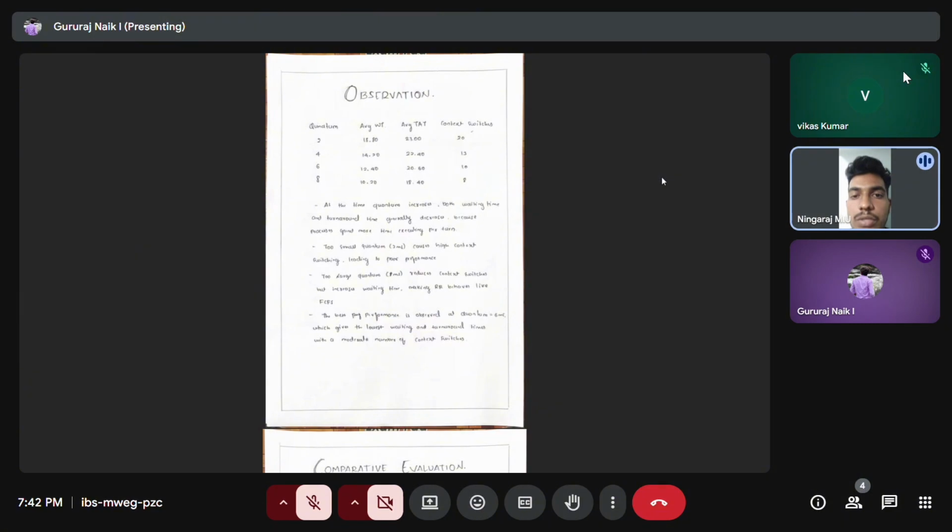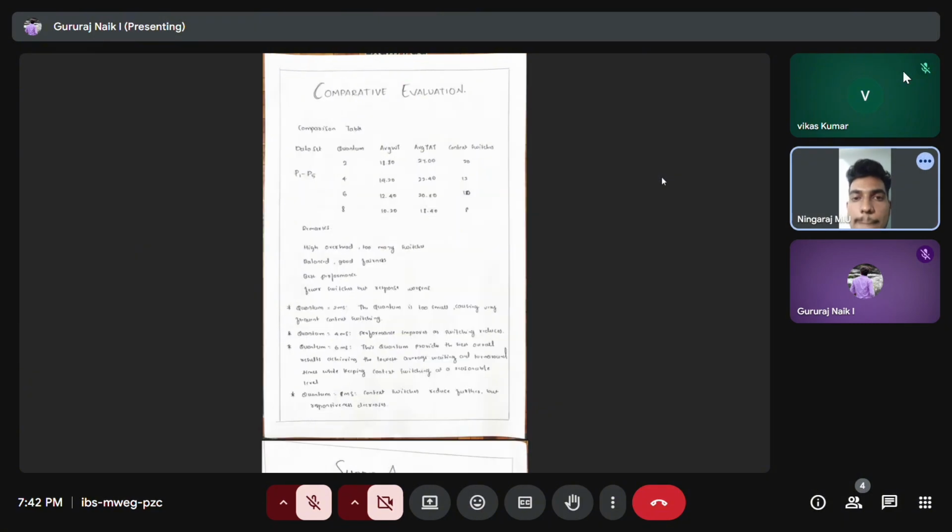Next, comparative evaluation. After comparing all four quantums, I concluded that 6 milliseconds is the optimal quantum for this dataset because it balances fairness and efficiency better than the others.